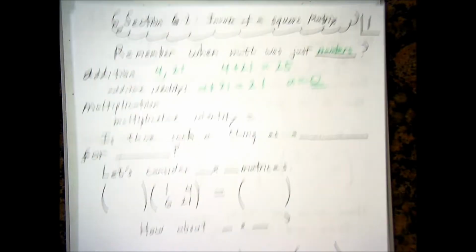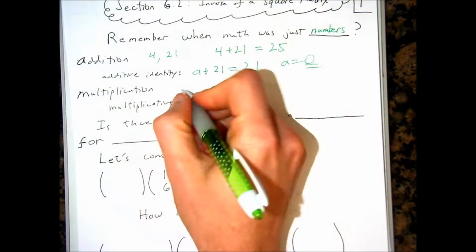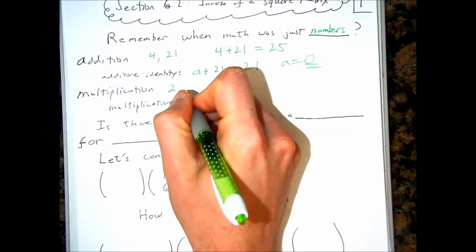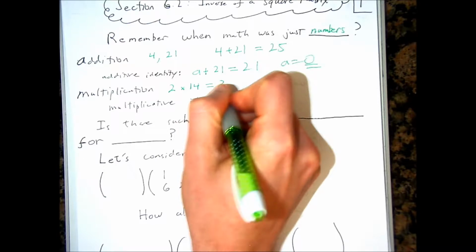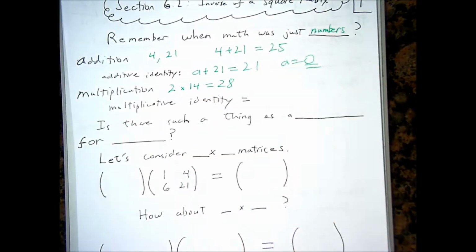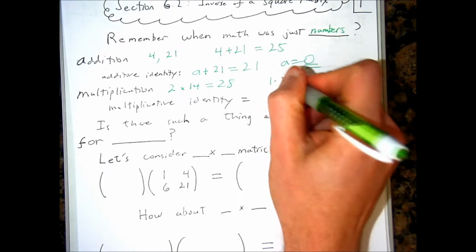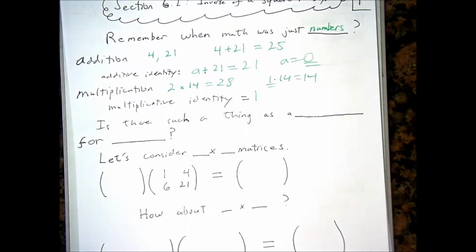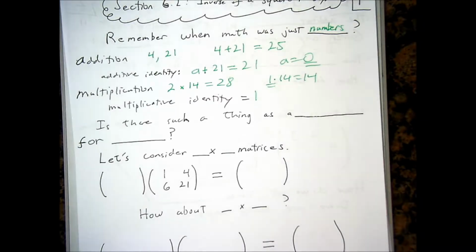Okay, we have another thing that we can do with any real number. We can multiply them. So let's say we have 2 and 14. Then we get 28, right? Well, we also have a multiplicative identity, so that 1 times 14 is just 14. So that's our multiplicative identity, it's just 1. Okay, so this is when life was good and we had just numbers.